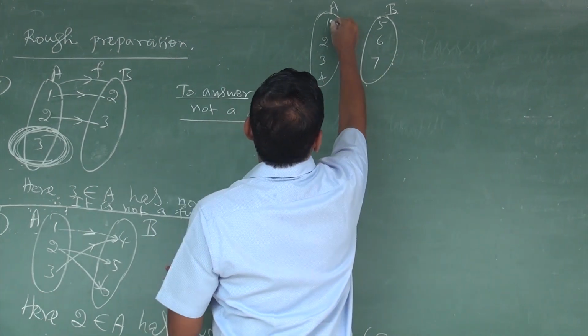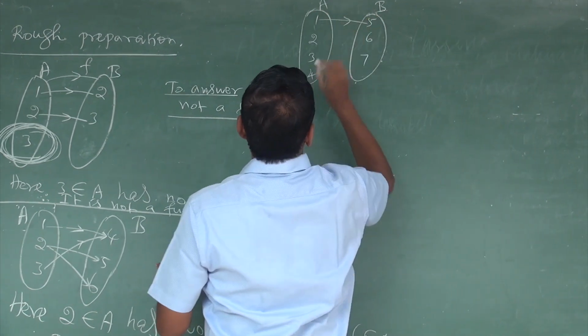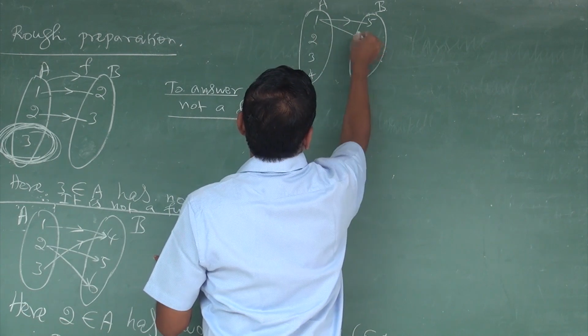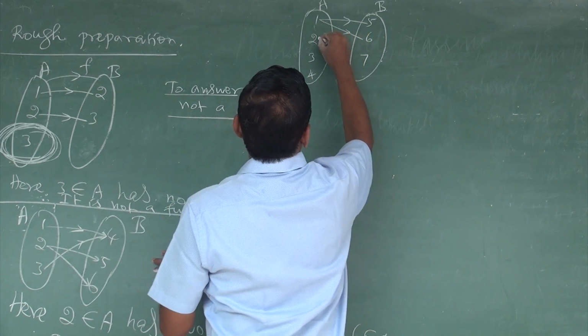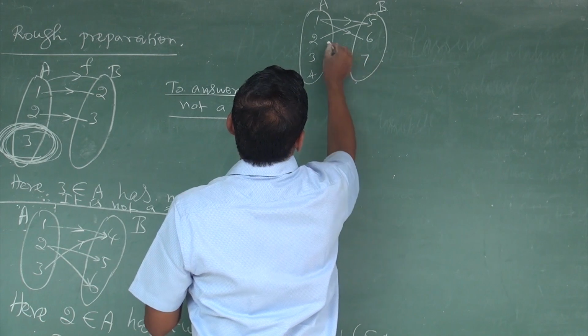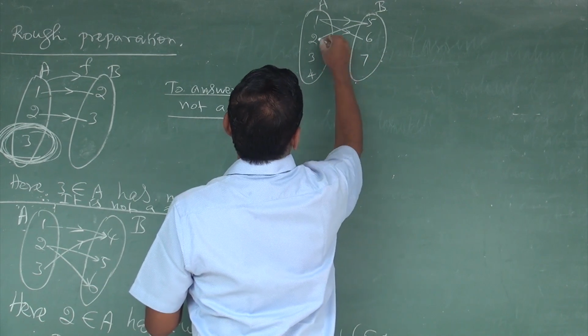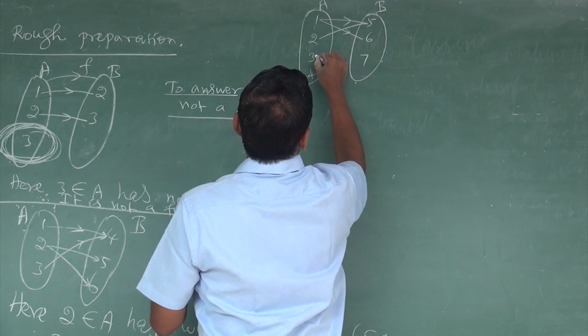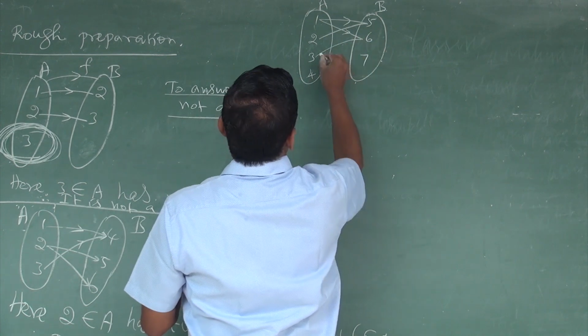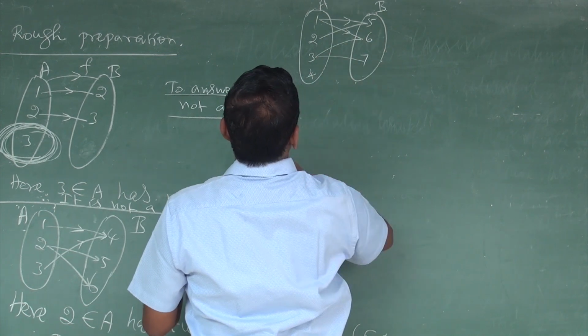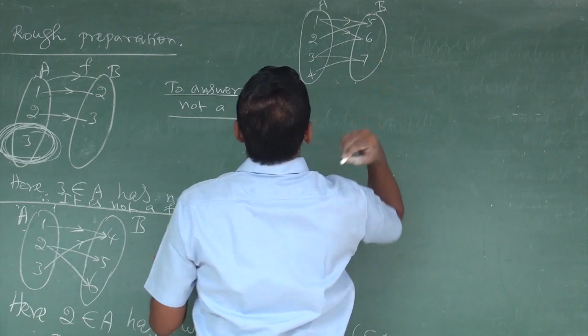Now listen, see 1's image 5 and 1's image 6. Next, 2's image 5, 3's image 6 and 3's image 7, 4's image 7.